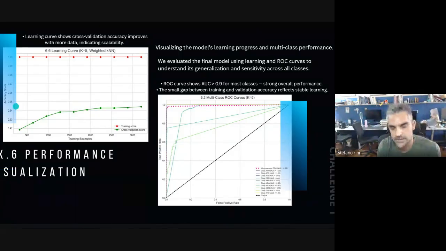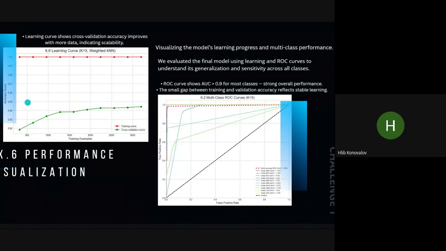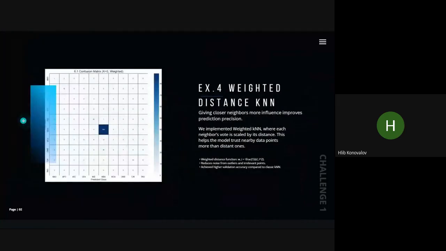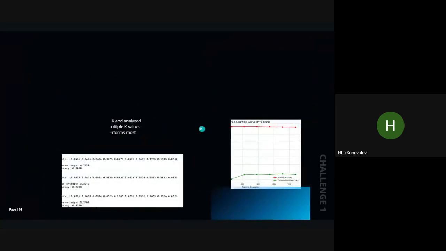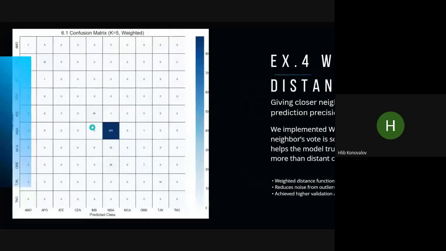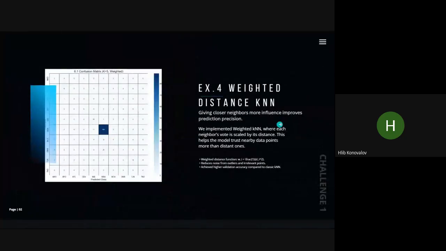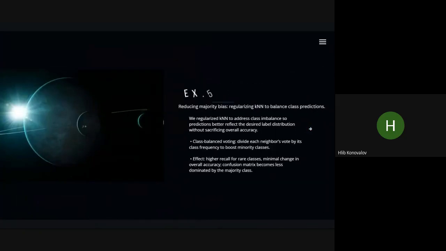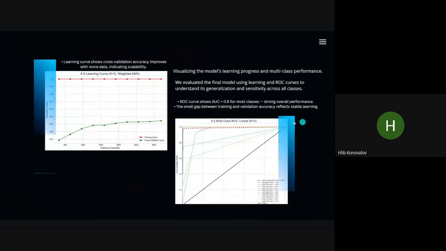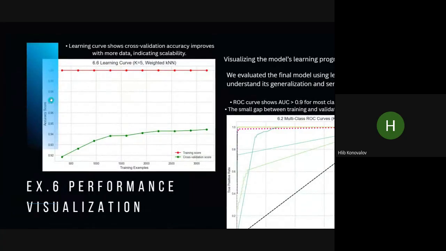Did you balance the data set here for these tests? No, actually we didn't. We thought about it because of course on the confusion matrix you can see that the data set is really unbalanced. We have almost all MBA, and it's the same issue for all KNN models. So probably we'll do it in future.